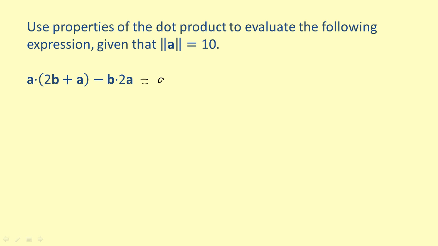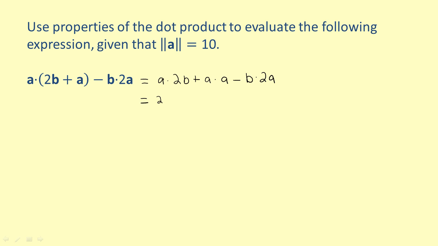We begin by using the distributive property to remove the parentheses. This allows us to write the initial expression as the dot product of a and 2b plus the dot product of a with itself minus the dot product of b and 2a.